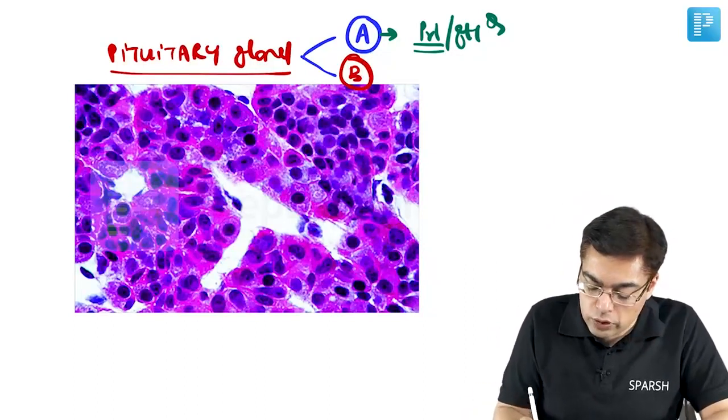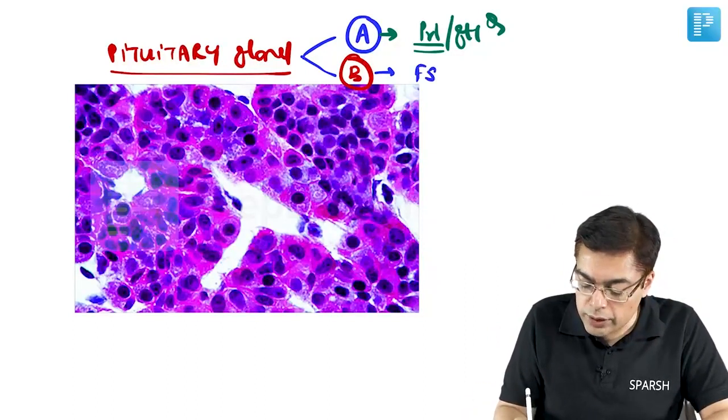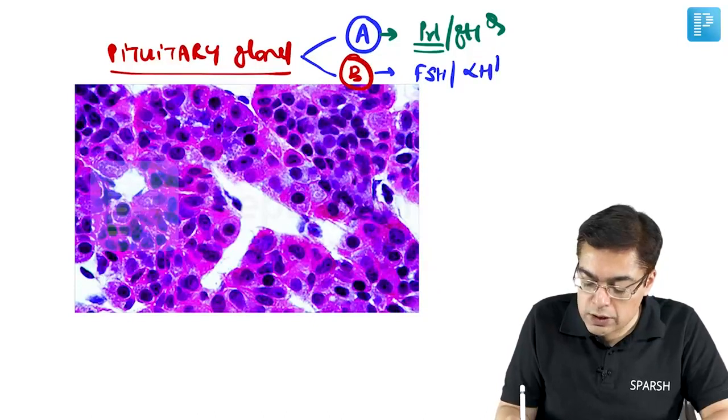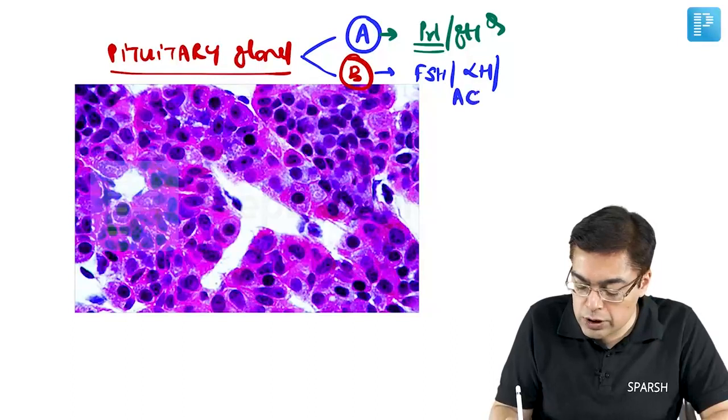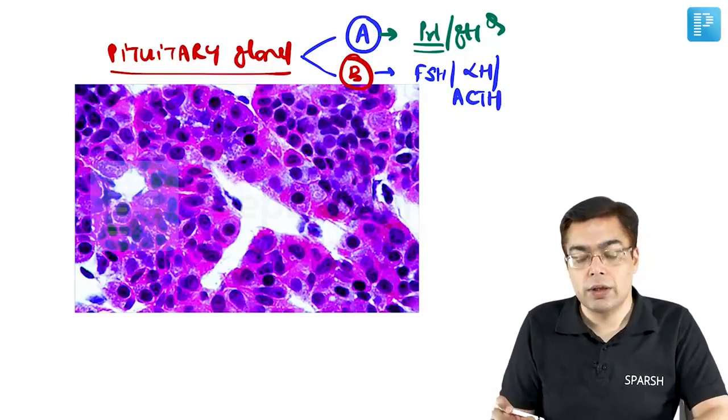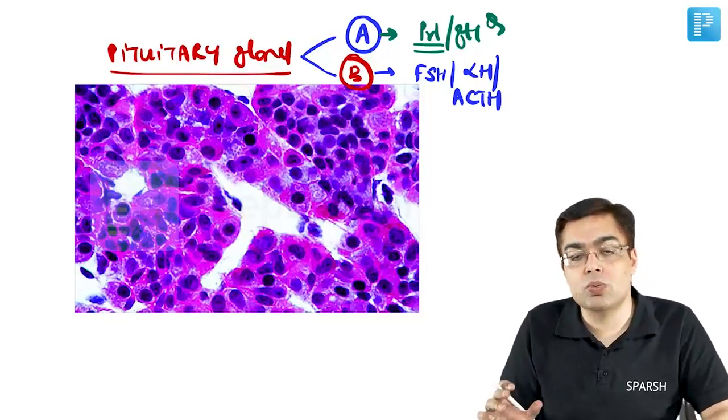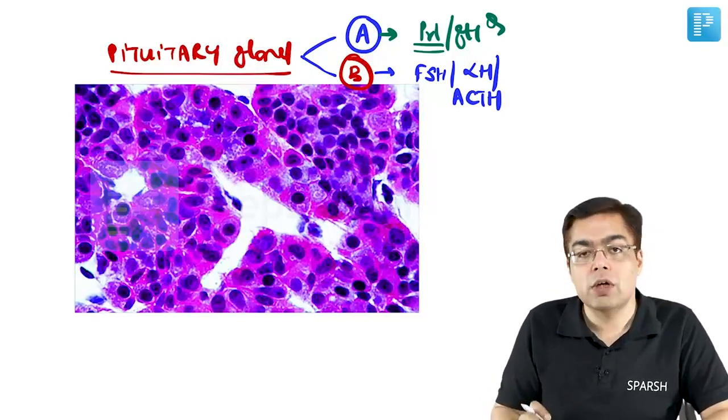The second fact is, when you're talking about the basophilic cells, they are going to be responsible for the secretion of FSH, they are responsible for secretion of the luteinizing hormone, as well as they are also responsible for secretion of ACTH. So the presence of both the cells is what is going to be seen as a feature of the normal pituitary.